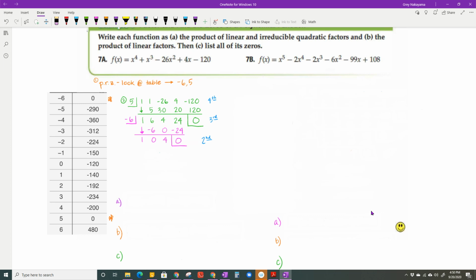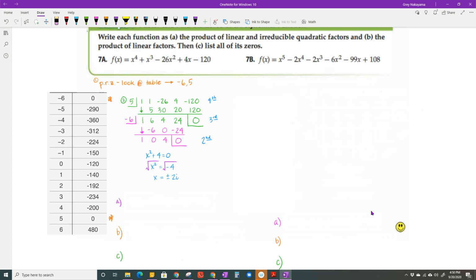So this is 1x squared plus 4 equals 0. Okay, so I'm going to write that. I'm going to subtract 4 from both sides, and then I'm going to take the square root of both sides and get x equals plus or minus 2i.